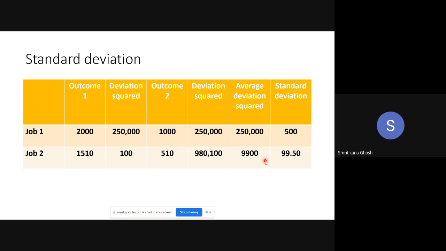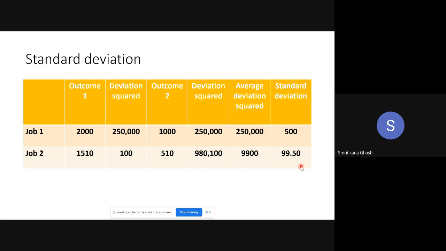Okay. Now here, how we are doing this? Here, there are 2 income levels, right? 2 outcomes, outcome 1 and outcome 2. So just take the average of it. Now from the average value, find the deviation of outcome 1 and the deviation of outcome 2. One will be positive, another will be negative, because you can understand it's 2000 and 1000. So average will be in between this, right? So that is how some value will be negative, some value will be positive. Take the square of them. Sum them. Take the square root of the summation and then divide by 2. Okay, then you will get 500. And do the same thing for the second job, you will get 99.5.